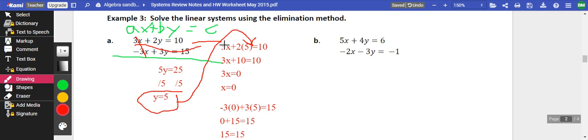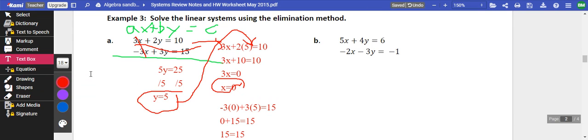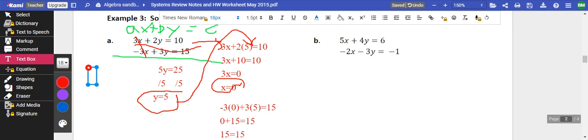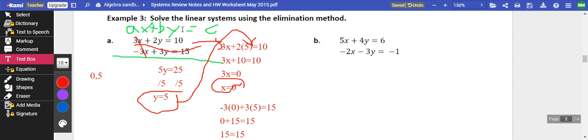I did it for this first equation right there, and solve and get x. Remember, the one thing I did not put in here was the final answer, which is 0, 5. I need to have that for my answer because I'm looking for a point where they intersect. So we're going to do another one.